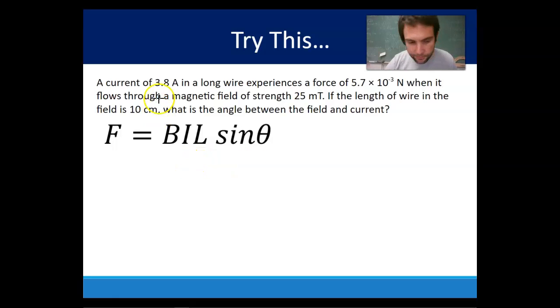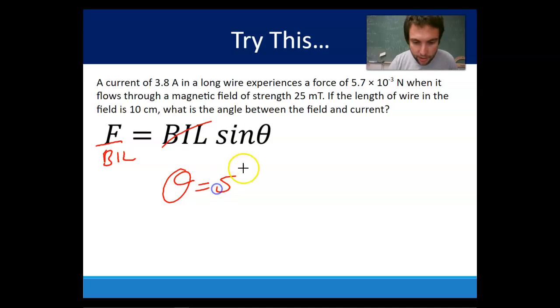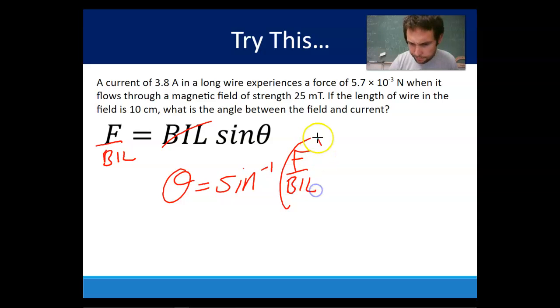Okay, did you have to dust off your trigonometry textbooks? Hopefully not. We're looking for theta here, so we're going to divide each side by BIL, so that all goes away. And to get theta all by itself, to remove sine, we're going to take the inverse of sine from each side. So we get theta equals arc sine of F over BIL. And then from here, we can just plug in our numbers.